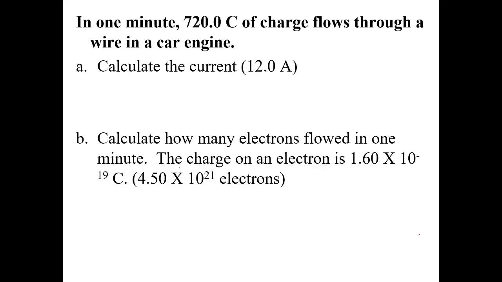We'll start today with a review problem. It says in 1 minute, 720 coulombs of charge flows through the wire in a car engine. Now, if we want to calculate the current, we use I is delta Q over delta T. And we're interested in the current there, so that's pretty good. We're all set up.